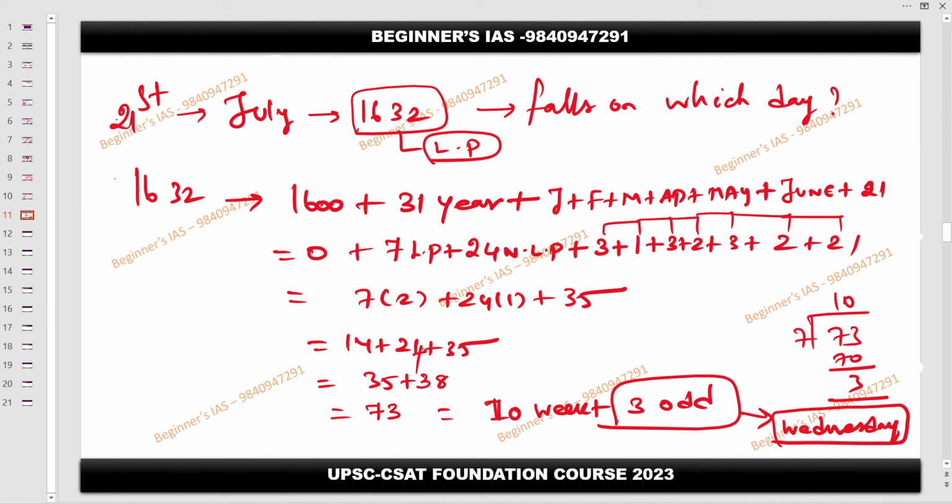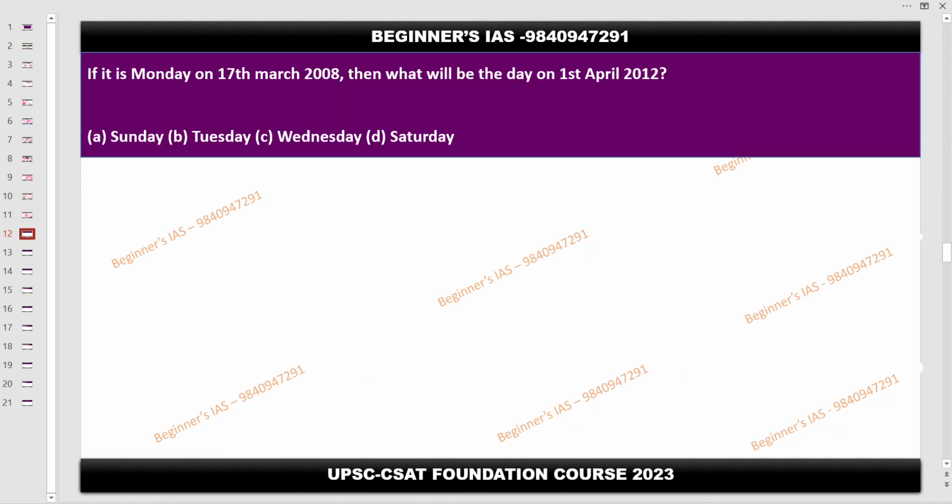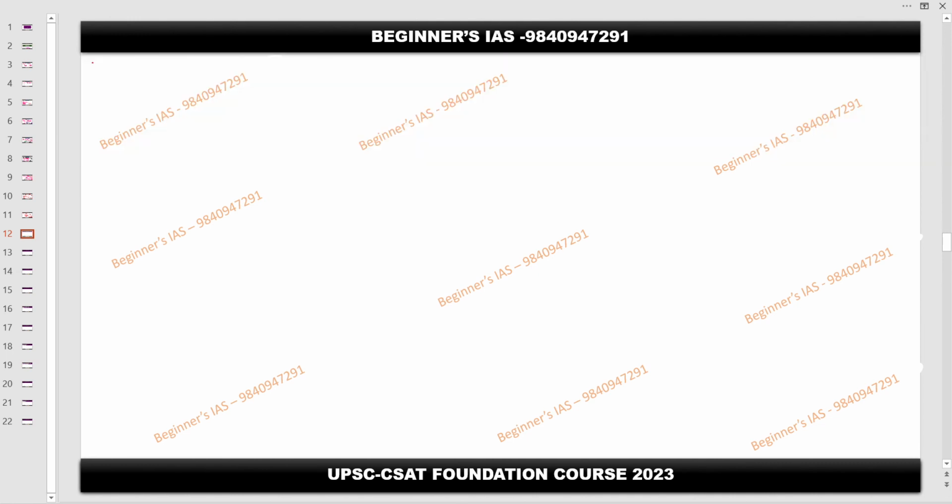Fine. Now wait, let me ask Rajashekar to explain the other method also. Learn that method also. That is also a very important method, the easiest method, which I did with the previous year. Let me write the question first. 21st July 1632. First of all, you have to check whether it is a leap year or not. Okay, leap year. Then, Rajashekar.